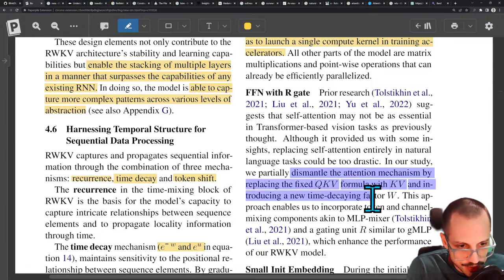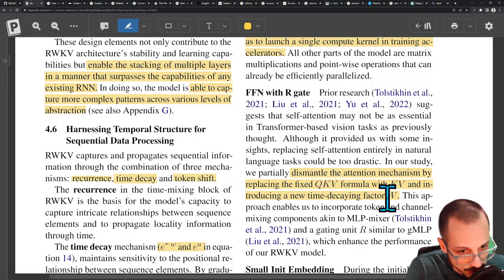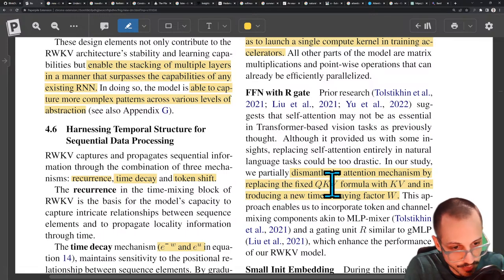This actually is a nice little summary of why this works, right? Basically the Q is a query vector, and normally you would have to calculate that, and that's going to change at every single token in the sequence, but they're replacing the Q with this scalar W, right? This time decay factor. So that's where you're getting a lot of the computational efficiency, is that you no longer have to use these queries, which depend on each token, and calculate them for each token.